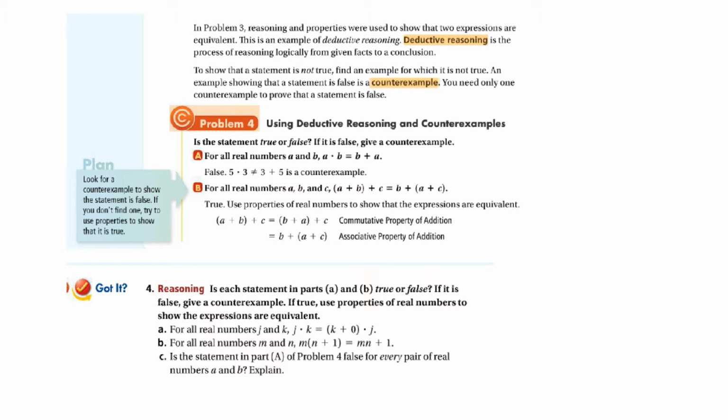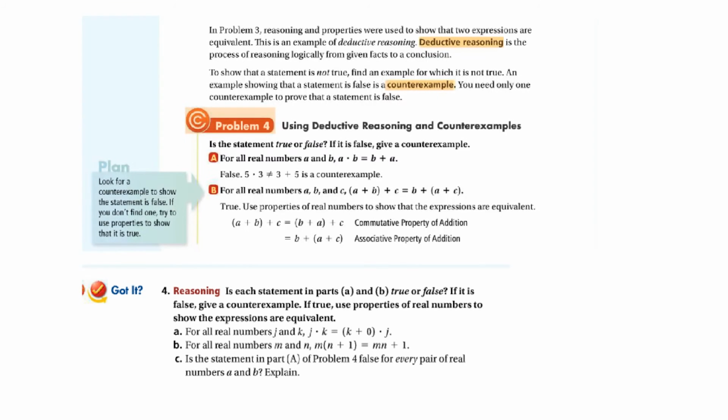And lastly, we're going to be talking about deductive reasoning. Deductive reasoning is the process of reasoning logically from given facts to a conclusion. So based on certain steps or facts along the way, I am able to reach a conclusion. To show that a statement is not true, you would need to find an example for which it is not true. An example that shows that a statement is false is what we call a counter example. And you only need one counter example to prove that a statement is false.